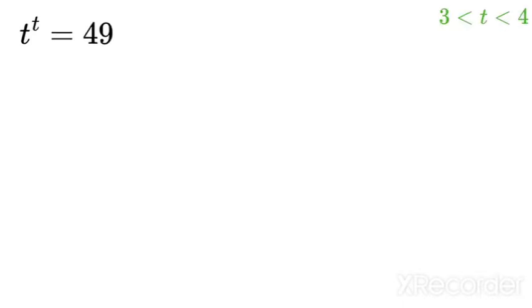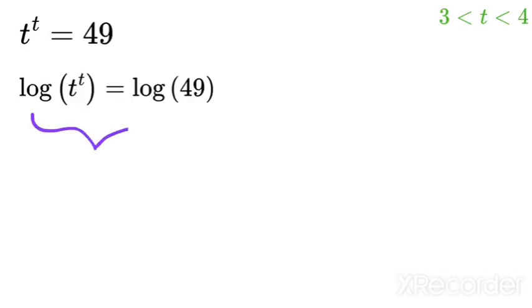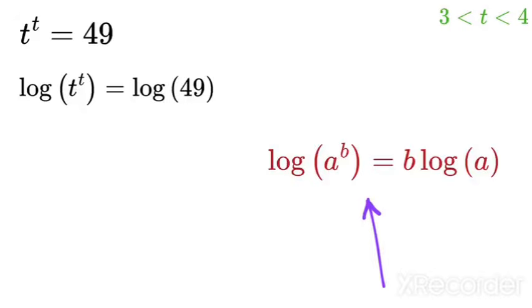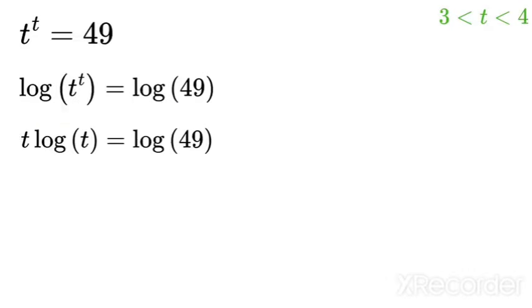Now, let us try to solve it using algebra. First, let us apply the natural logarithm on both sides. Some people call natural logarithm as ln, but I will call it as log. This gives us log of t raised to t equals log of 49. Now, using the power rule of logarithms, we can rewrite this as t times log of t equals log of 49. In order to solve it further, we will use the Lambert W function.